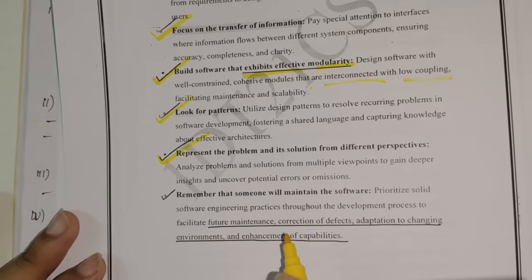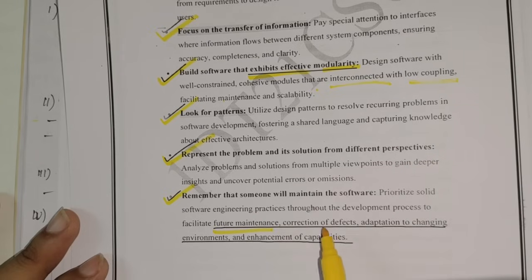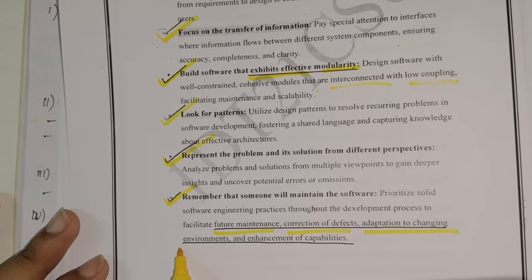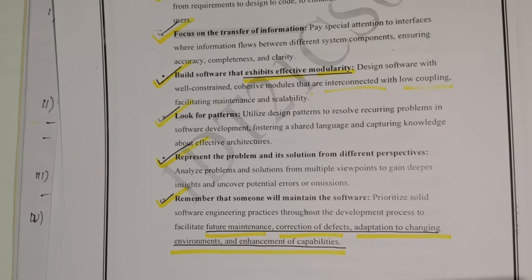Then remember that someone will maintain the software. So we should make sure that future maintenance, correction of defects, adaptation to changing environments and enhancements of capabilities are met. This could be done by providing documentation also. So this was about principles that guide the practice.